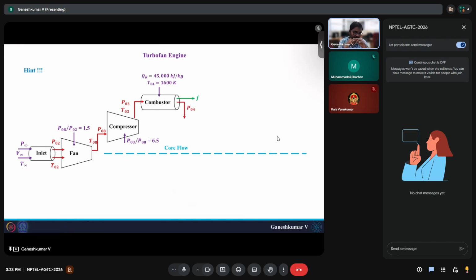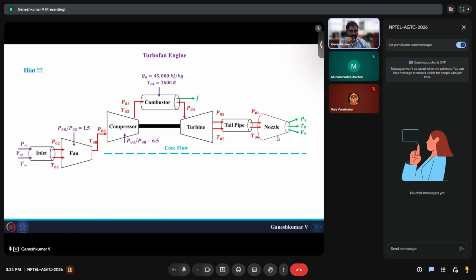Since this is an isentropic process with no losses, we will have the same pressure. P03 and P04 will be the same. And now we have the turbine. The turbine requires you to find the work done by the compressor and the fan. If you do that energy balance, you will get P05 and T05. It goes through the tailpipe, no losses again, P06 and T06. Then it goes through the nozzle. This is a core nozzle, the core engine nozzle, where you get P9, T9 and V9. Once you get these, you can find the performance parameters. But this is still in the core.